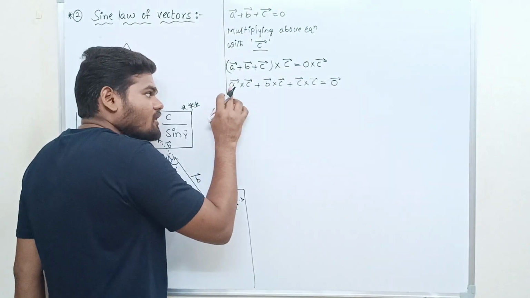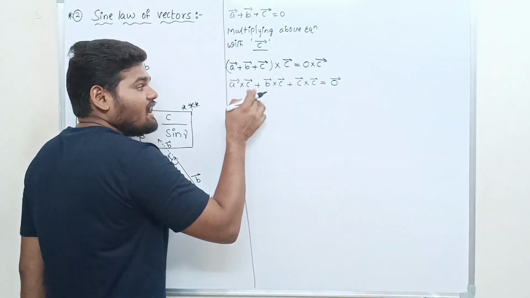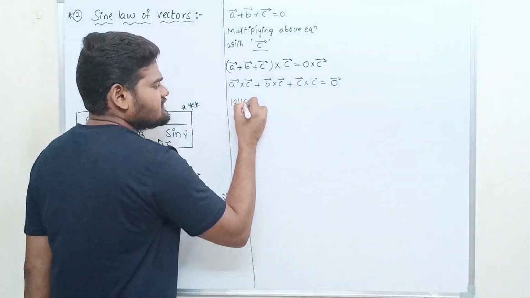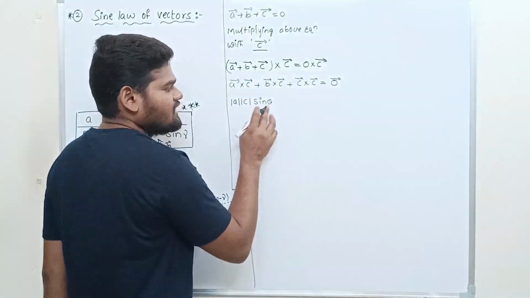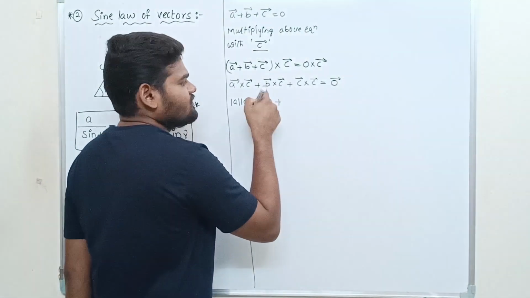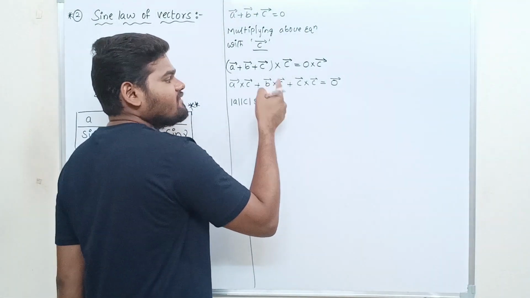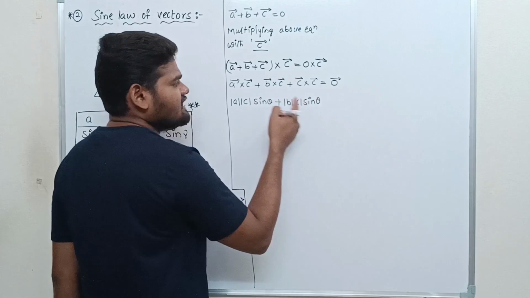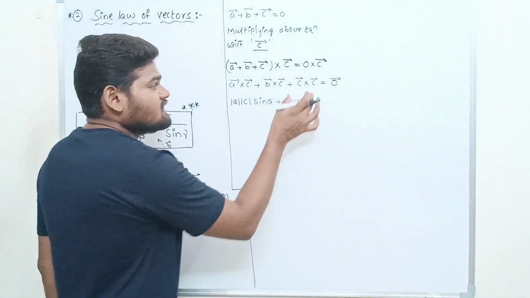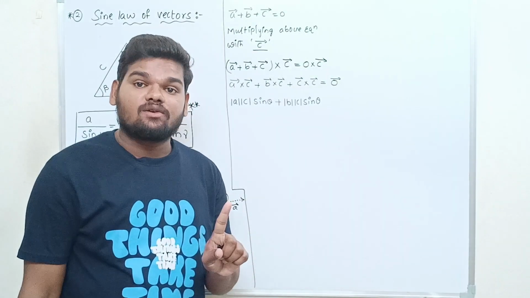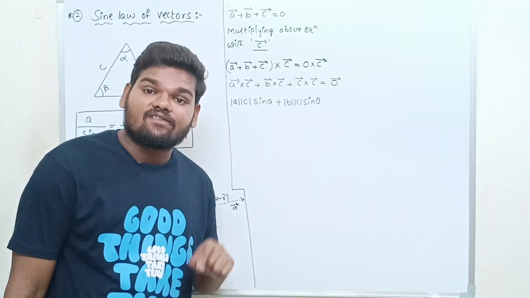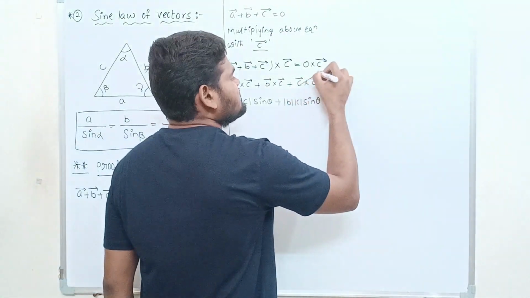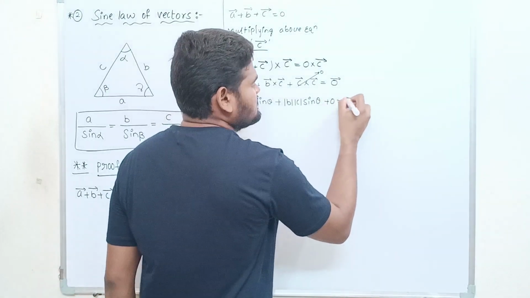A bar cross C bar, the vector product of A bar and C bar, we can write as magnitude of A into magnitude of C into sine theta, where theta is the angle between A and C. Plus B bar cross C bar, the cross product of the B bar vector and C bar vector, magnitude of B into magnitude of C into sine theta, where theta is the angle between B and C vectors. Now C bar cross C bar: in a previous lecture, I told you that the cross product of a vector with itself gives a null vector. So this term becomes 0.